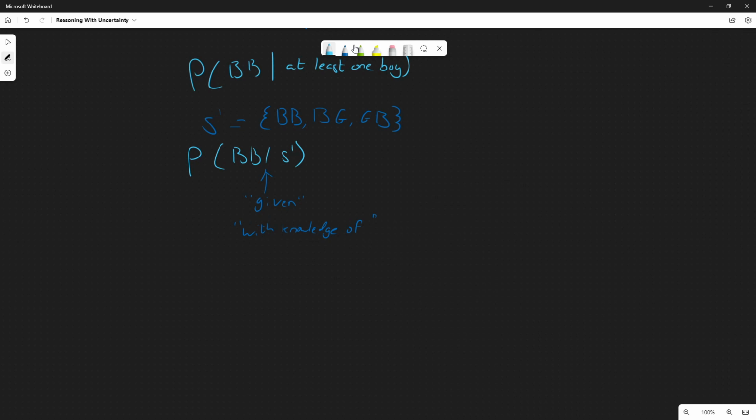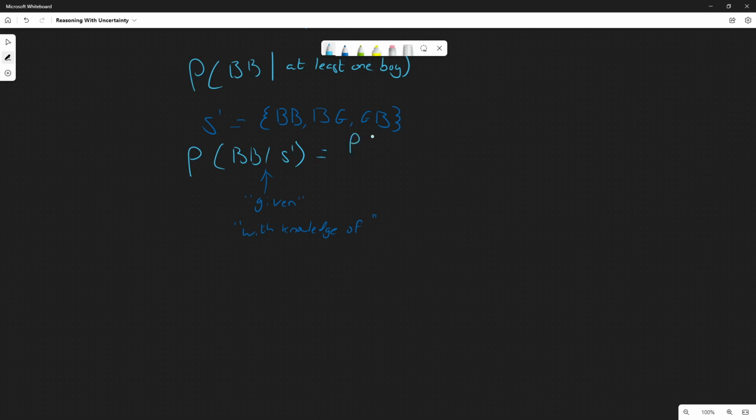That's an issue. We need to find a way of dealing with that. And we do so by individually dividing the original probability of each of our elements. In this case, we're only going to do it for the one we're querying, which is our 2 boys, by our new probability of our reduced sample space. This is called the process of normalization.